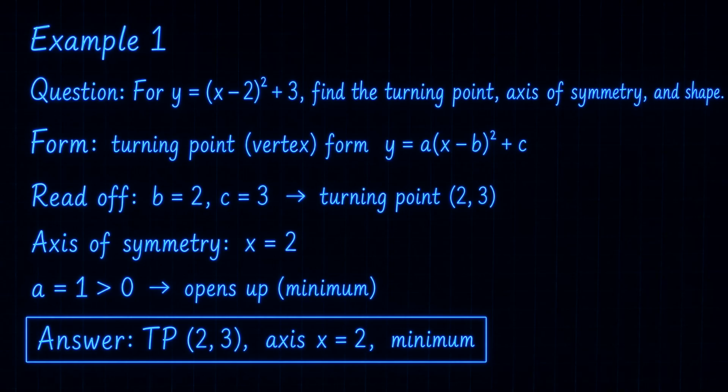Example 1, nice and easy. y equals (x minus 2) squared plus 3. This is turning point form, so read it straight off. b is 2 and c is 3, so the turning point is (2, 3). The axis of symmetry is x equals 2, and a is 1, positive, so it opens up. The turning point is a minimum.